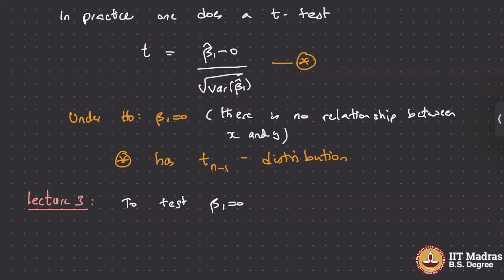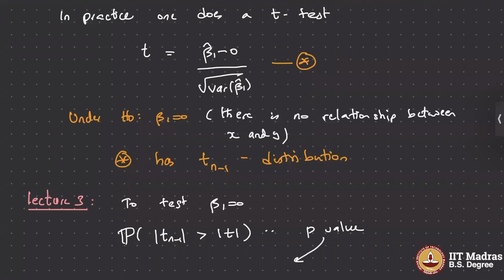So what we will do is compute the probability that T n minus 1 is bigger than mod T. What's the chance of getting this number in absolute value? You want to compute this, and this is what's called the p-value. And then if the p-value is small, you will reject the null hypothesis. If the p-value is large, you will not have evidence to reject the hypothesis. That's that.